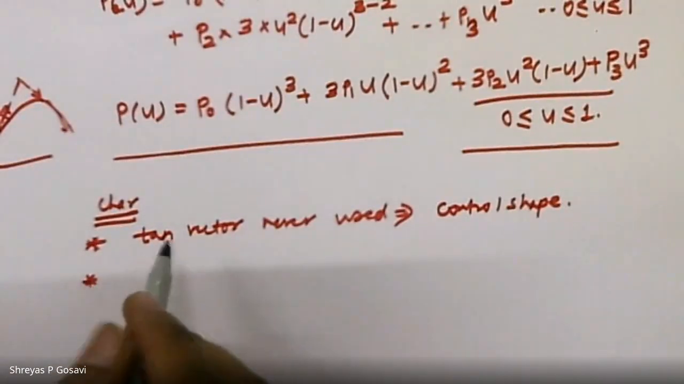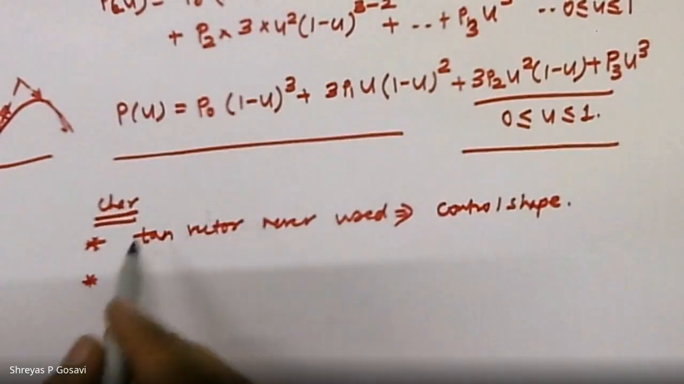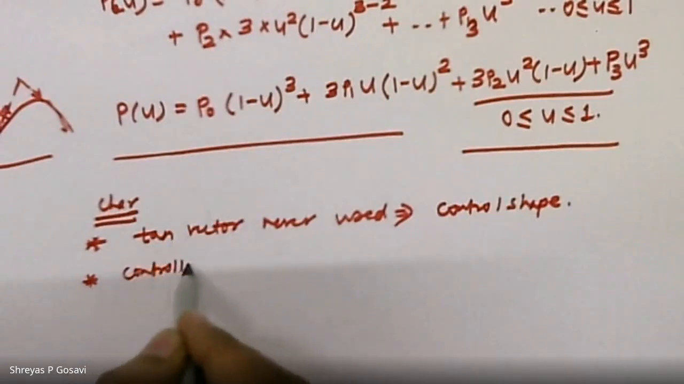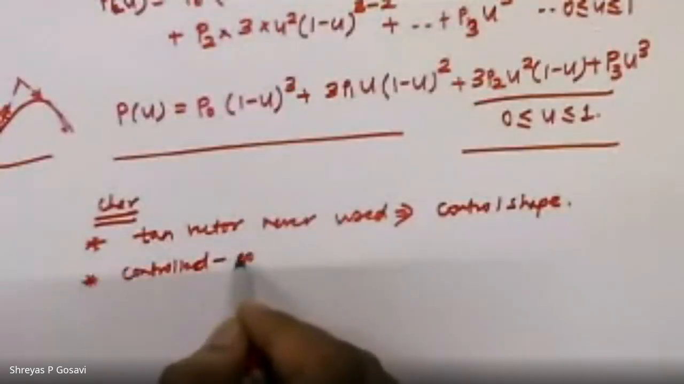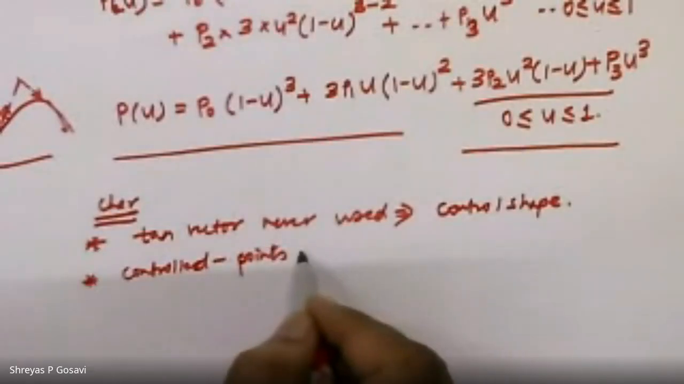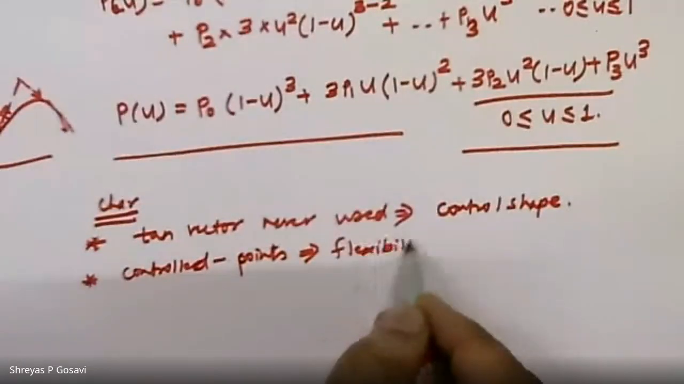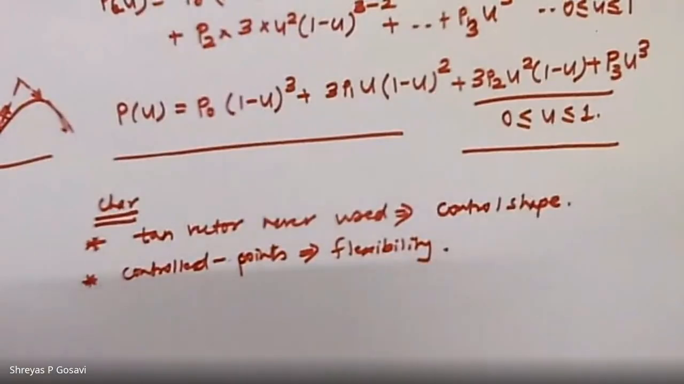So the shape of the Bezier curve is controlled by a set of data points that are nothing but the control points, which gives better flexibility in controlling its shape. Okay. Then a curve with n plus 1 data points is defined by a polynomial of degree n, which defines the high order continuity of the curve.